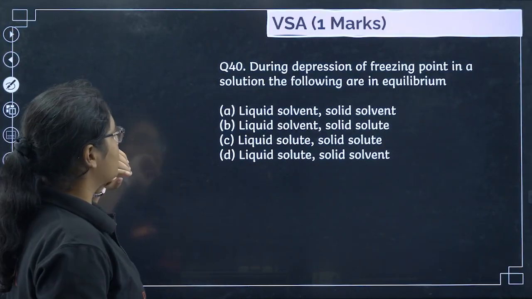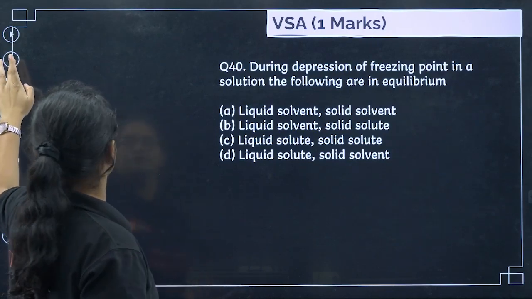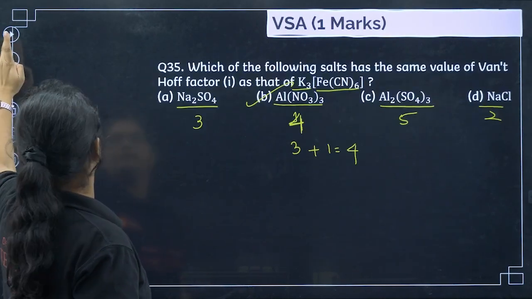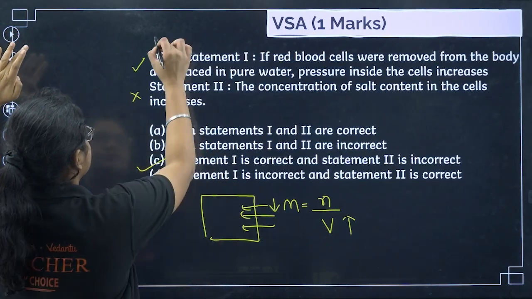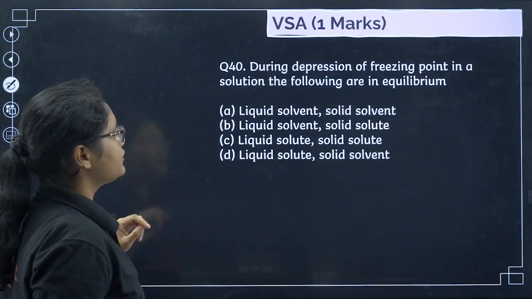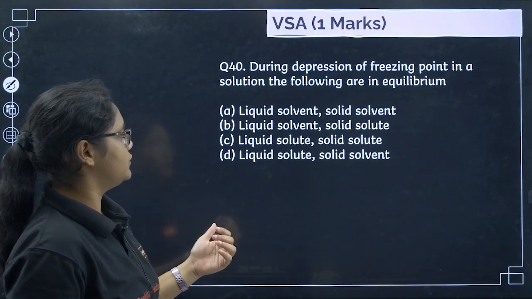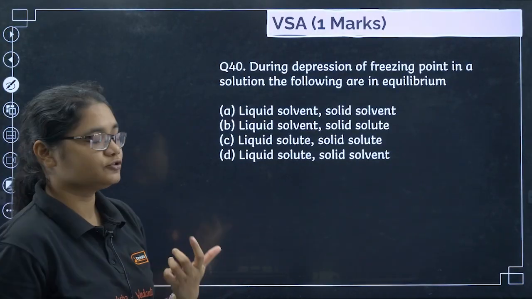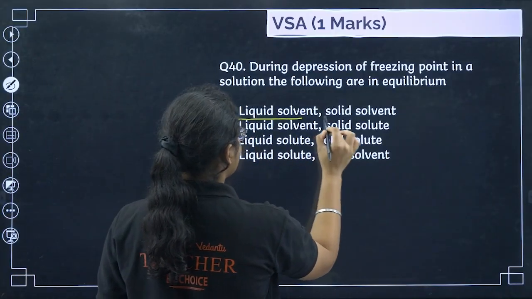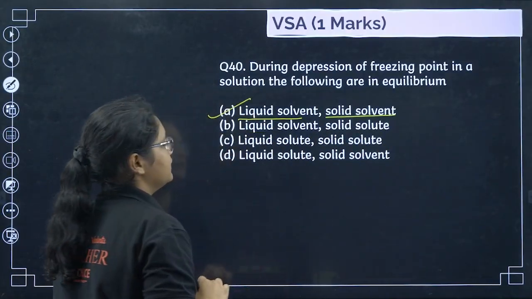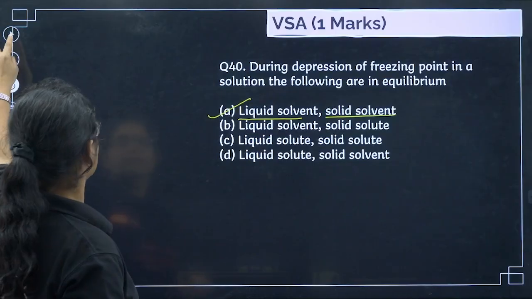Next we'll go to question number, okay, just a minute. Here I had a small mistake. This is question number 39. Next, during depression of freezing point in a solution, the following are in equilibrium. It is always the liquid solvent and the solid solvent that should be at equilibrium, option A here.